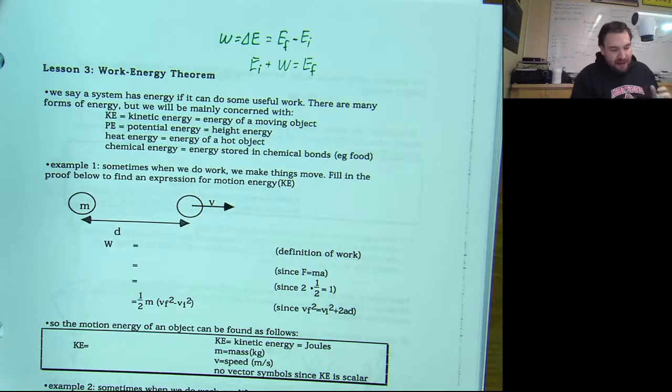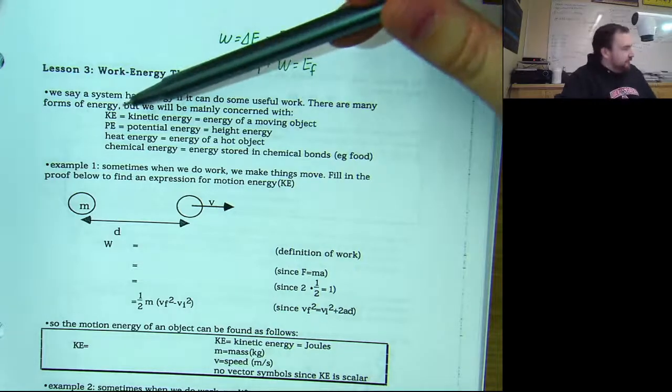We say a system has energy if it can do some useful work. When I asked you guys yesterday what energy is, this is the definition that we use to determine whether energy exists in a system or not. So if useful work can be done, we say energy is present. Otherwise, we have no way of quantifying if energy is even present.